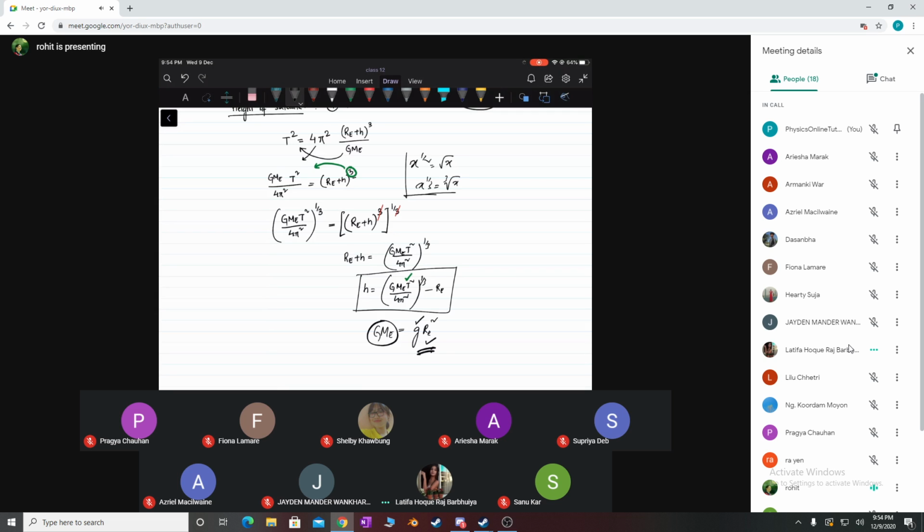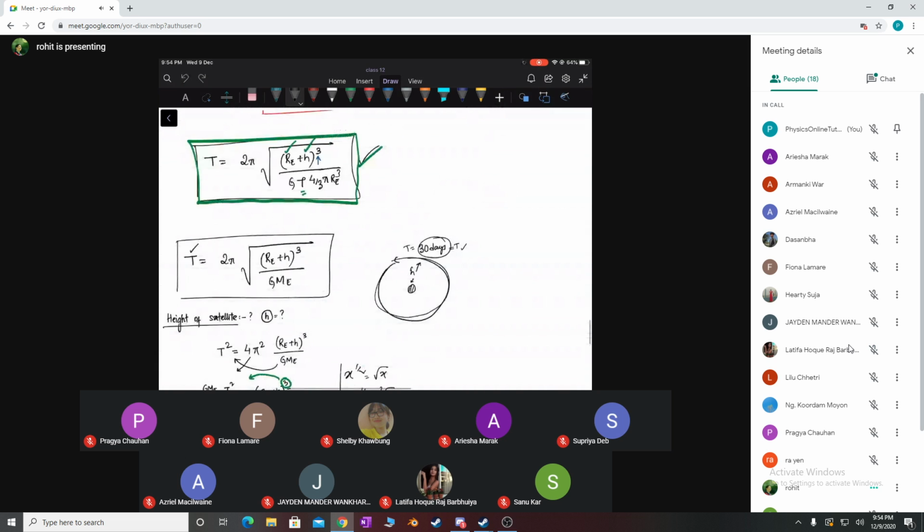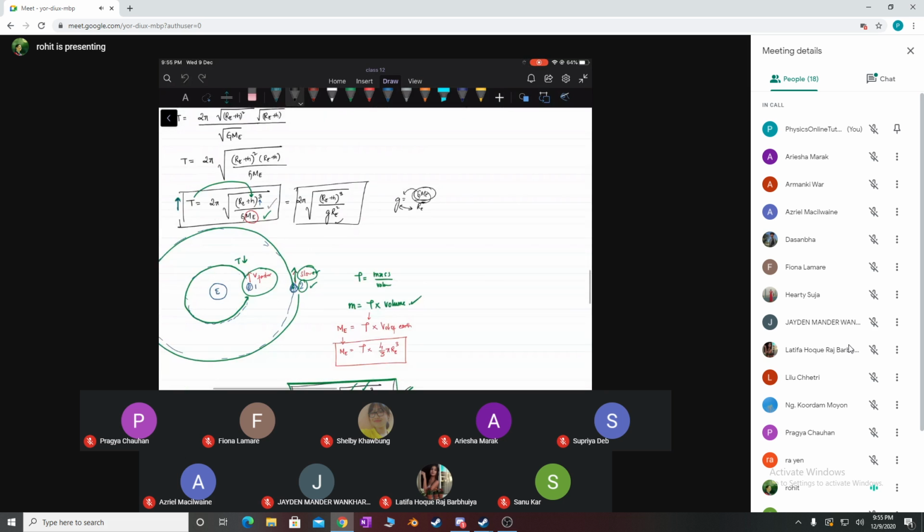Physics has become like maths, not like class 10 anymore. You have to practice. If you don't practice, you get 0. So it's like that now.